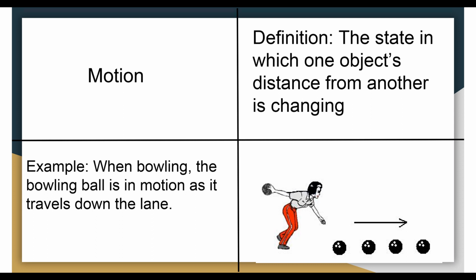Our example here is, when bowling, the bowling ball is in motion as it travels down the lane. So many of you have probably gone bowling, I'm assuming, and so if we throw our bowling ball, it's going to move, and that's kind of what this is showing. No, there's not actually 4 separate bowling balls here moving, but they're showing that it's moving that distance. So looking at that definition, the state in which one object's distance from another is changing, is basically saying, okay, this bowling ball was close to this bowler, and now the state of it is changing as it's getting further and further away. That distance is increasing, which we'll actually talk about.